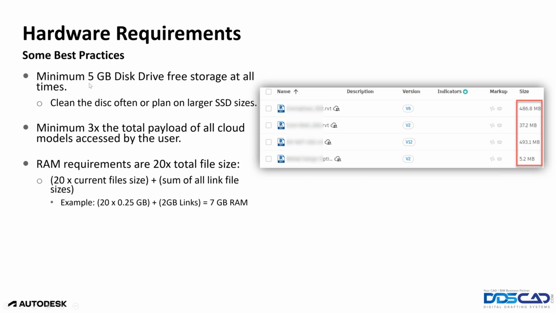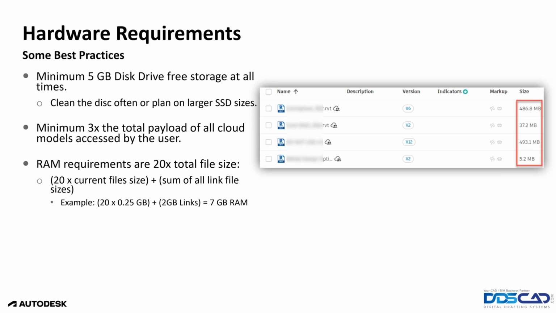Typically, I would suggest having a minimum of 5 gigabytes of disk storage available at any time. With most typical disk drives, that was not typically an issue. They were typically a little larger. Solid state drives were more typically small until, let's say, more recently. So I would suggest always go a little bigger on your solid state drive when you upgrade, just to make sure you have space.